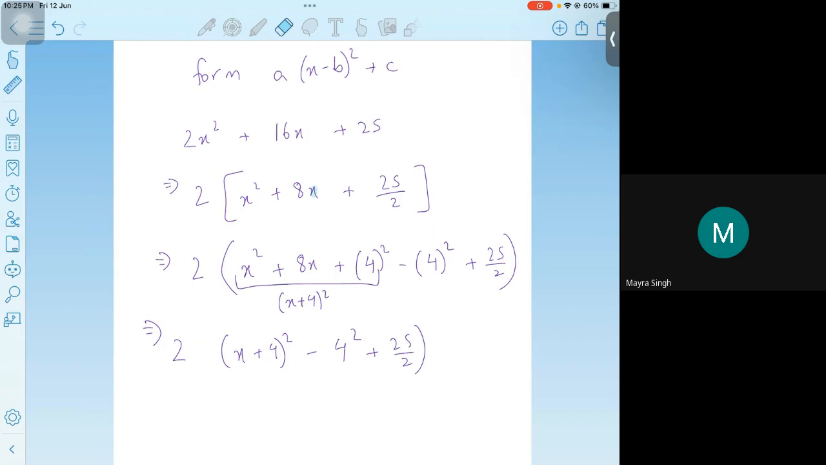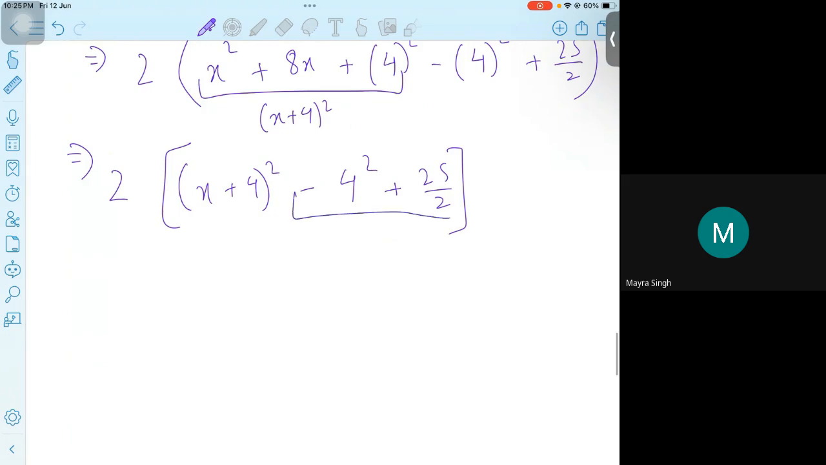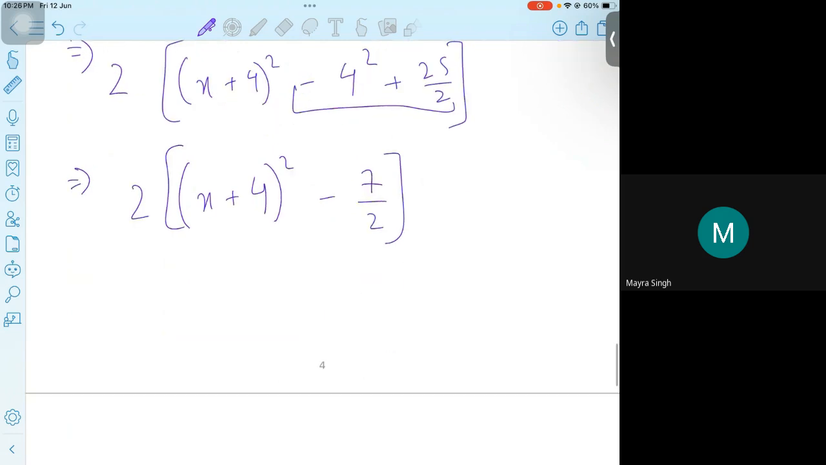Let me fix the brackets here as well. And if you expand this part, you're supposed to get minus 16 plus 12.5, which is, I believe, the letter C. So we have 2 times x plus 4 whole square here. And then we have minus 16 plus 25 over 2, and we get minus 7 over 2. And then if you expand the bracket with the 2, you are left with 2 times x plus 4 whole square minus 7. So A is equal to 2, B is equal to, no.